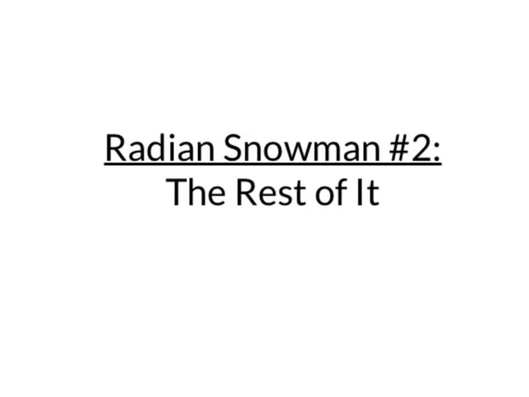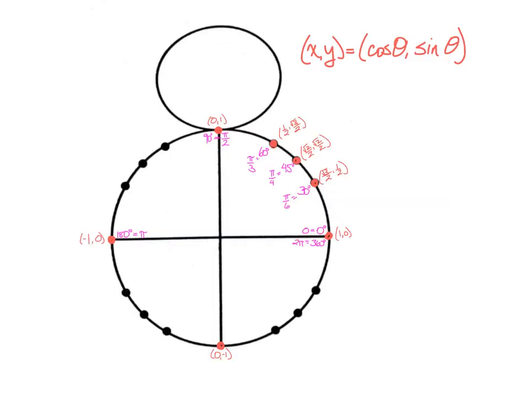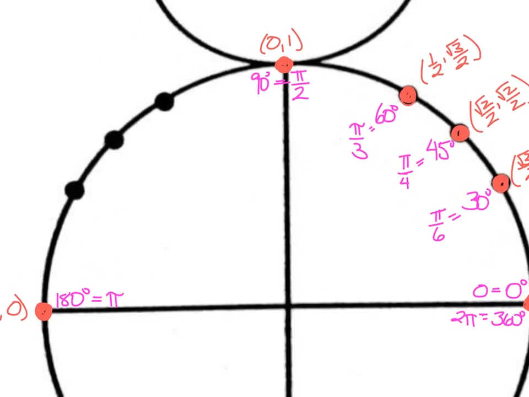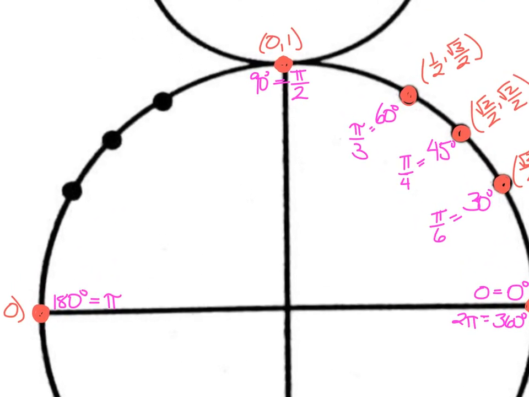Alright, let's get to the rest of the Radian Snowman. So far, we've got the first quadrant filled in real good. So let's move on to the second quadrant. Here we see we got 3 distinct points in the second quadrant that mirror the 3 important points in the first quadrant. They're going to represent 3 position angles.